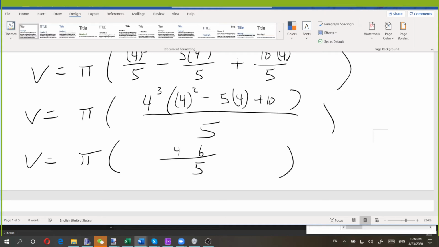So I've got 4 cubed times 6. So I need 4 cubed. 4 cubed is 64. So 64 times 6 is 384.